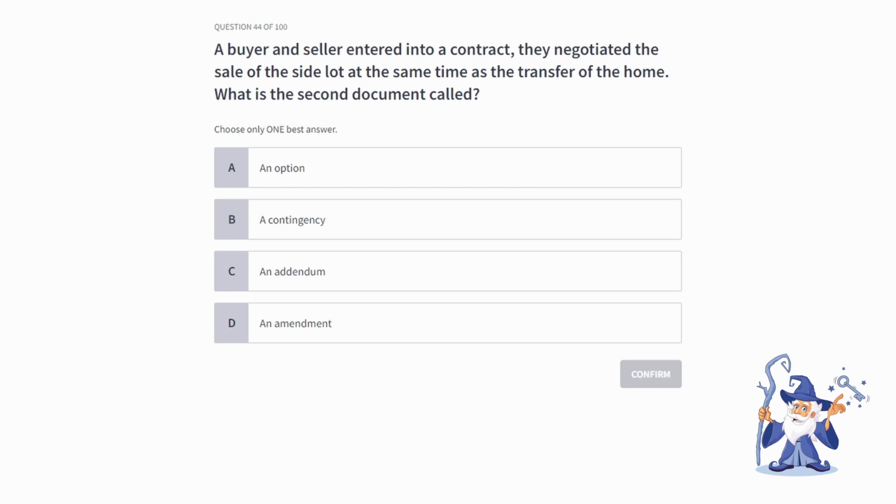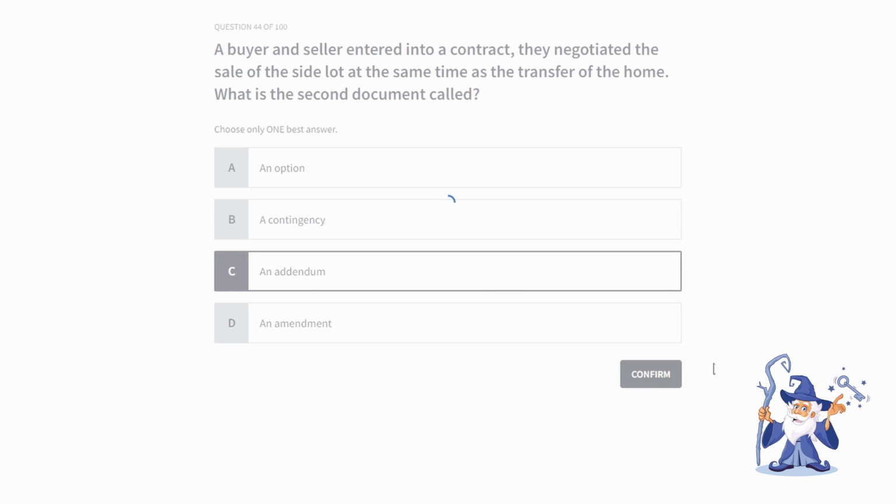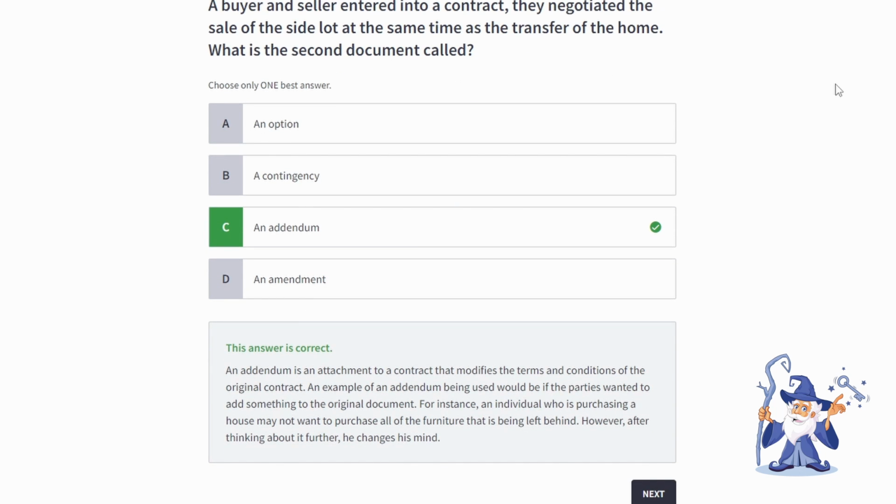Alrighty, so if you were paying attention earlier, you should have got this one. Again, one of those things that if you forget the first one and then miss the second one, it snowballs and you're missing all these points. So remember, when it comes to contract basics, you need to be familiar with a lot of these terms: contingency, addendum, amendment. What do they all mean? Hopefully you know. For this one, we're talking about C, an addendum, because they negotiated the sale of the side lot at the same time as the transfer of the home. So they're adding something. An addendum is an attachment to a contract that modifies the terms and conditions of the original contract.